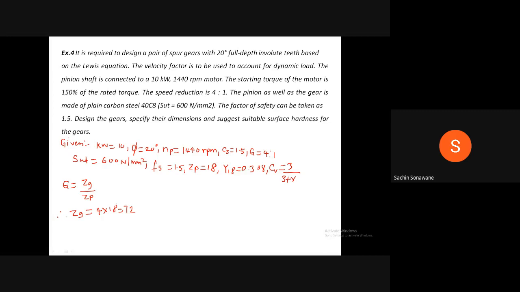Now, from the torque power formula, this kilowatt, we will calculate torque transmitted. All the students should write down with me. We will go for step 1. Step 1, determination of module. Sorry.